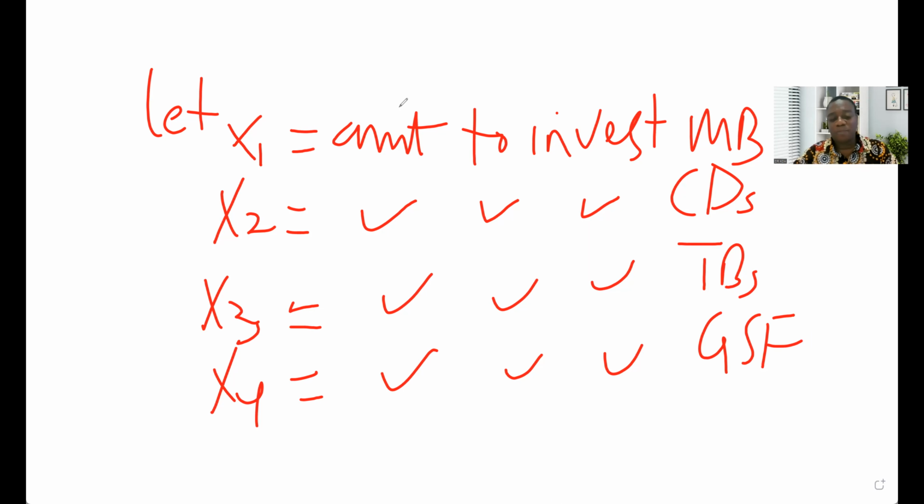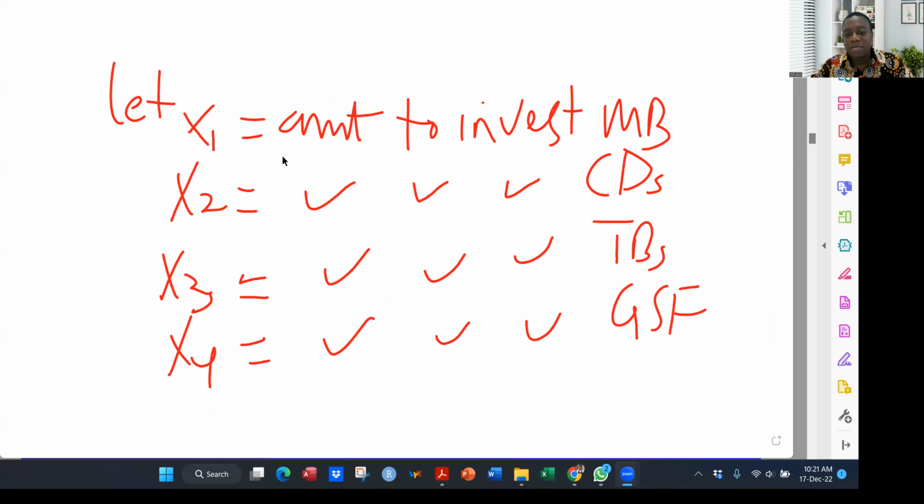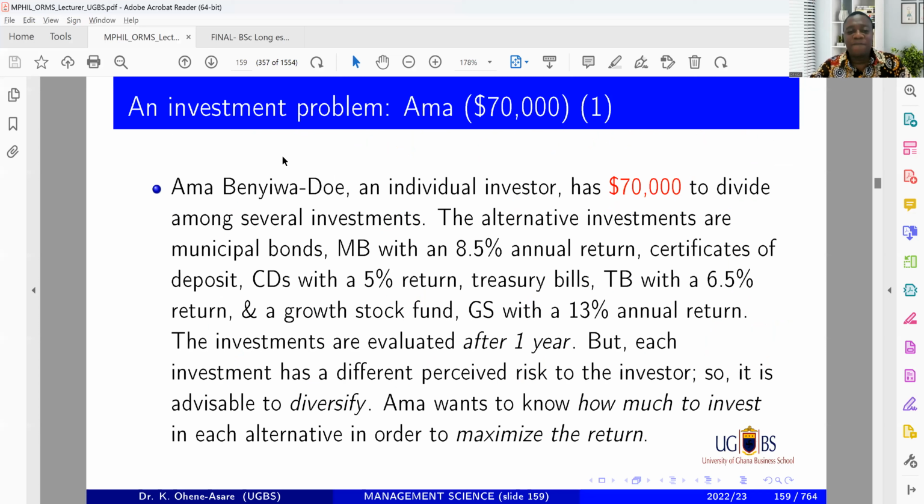So this is how you are supposed to represent your decision variables. So AMA has to now decide on the amount to invest. AMA has to decide, how much should I invest? Given the return, given the risk, how much should I invest? So now with that decision variable, we need to formulate the objective function. Let me go back to the question, and then let's see how we can formulate the objective function.